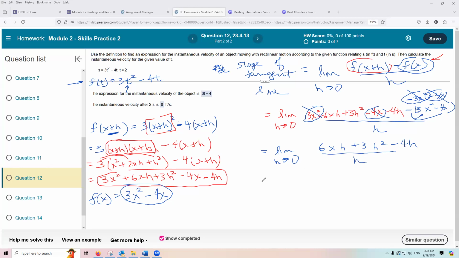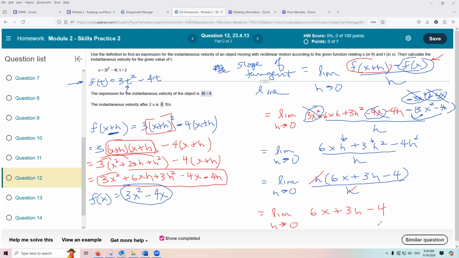All right, here's the little trick now. I want to cancel out this h in the denominator. So what I do is I factor out an h from the top, because here's an h, and here's an h. So let me factor that out. If I take the h out in front, it's going to be 6x plus 3h minus 4 all over h. Well, now I can let the h's get canceled out. This h cancels out with h. So I'm almost done. I have the limit as h goes to 0 now of 6x plus 3h minus 4.